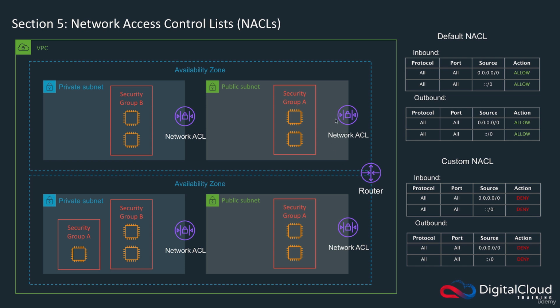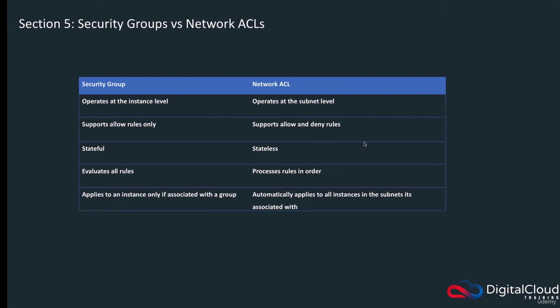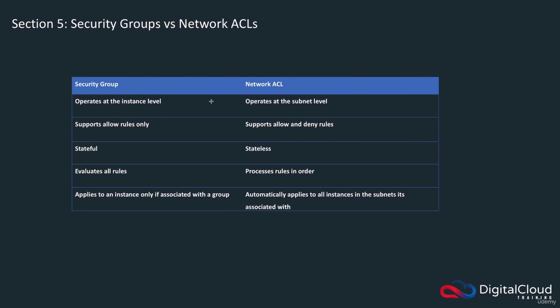Now, each subnet can be associated with one network ACL only. However, you can have multiple subnets associated with a single network ACL. Now, before we go over to the console, we're going to look at one more slide. I just want to make it very clear to you the differences between security groups and network ACLs.